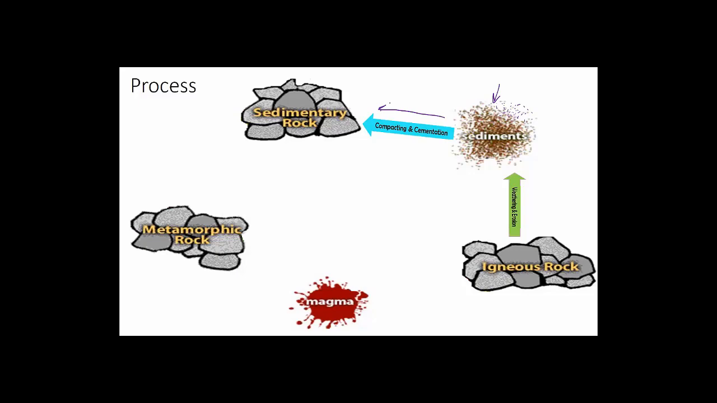The same thing can happen to our sedimentary rock. It can get broken right back down again by weathering and erosion, and then it's going to compact and cement into a second new sedimentary rock. And yes, this can happen to a metamorphic rock also. If a metamorphic rock gets broken down by weathering and erosion into sediment, and that sediment compacts and cements, then that metamorphic rock has now turned into a sedimentary rock.